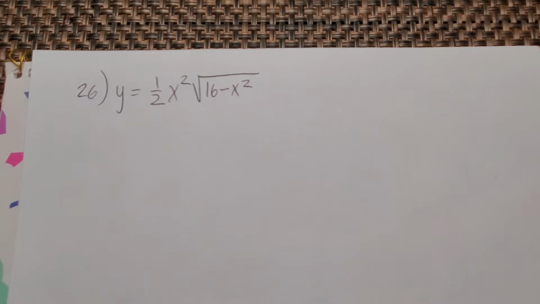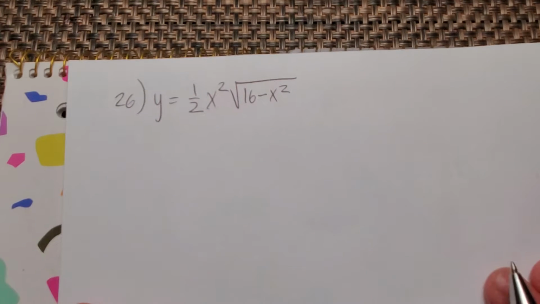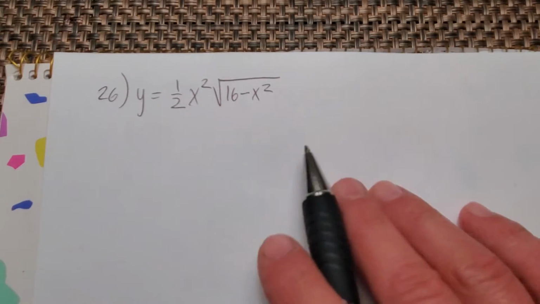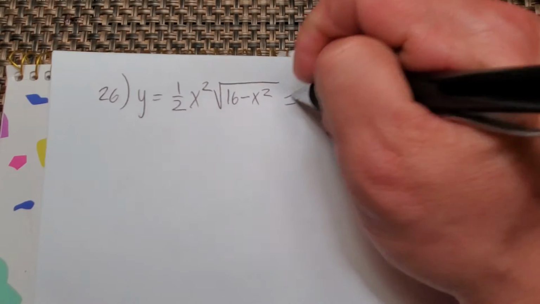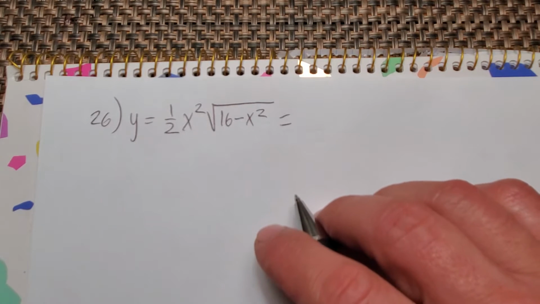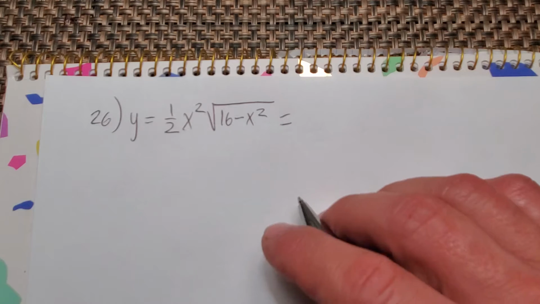Section 3.4, Assignment 2, number 26. So here we have our next problem. The first thing we want to do is rewrite it so that it's a little bit clearer what we need to actually do to differentiate this function.